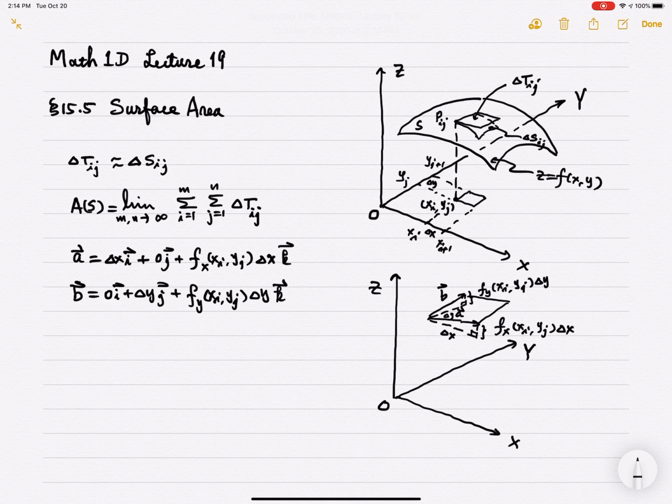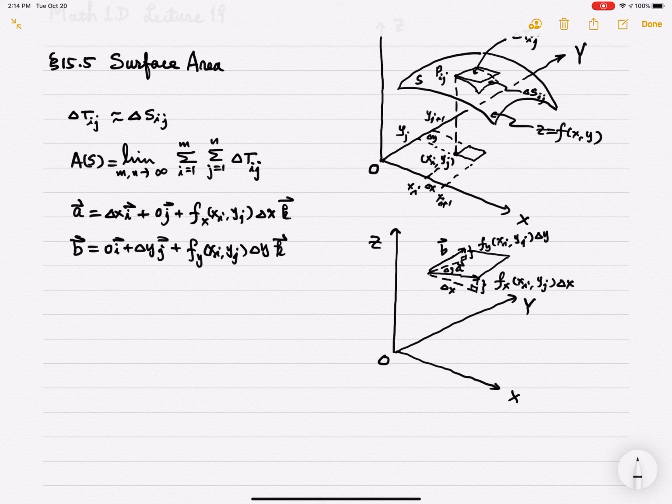Now we know the area, delta T_ij, that's the area of the parallelogram. So that's equal to what? We know it is equal to the magnitude of the cross product. That's the geometric interpretation of the magnitude of the cross product of two vectors: it equals the area. First of all, we calculate this cross product A cross B.